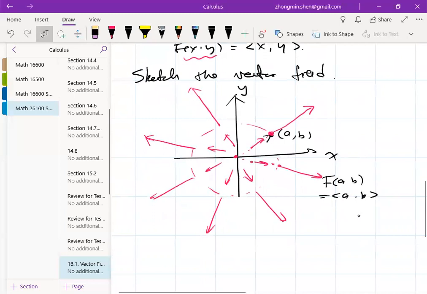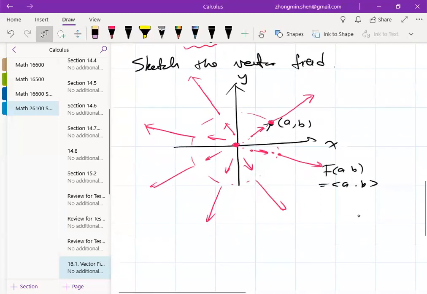It's starting from the origin. The vector at the origin is 0, no direction, and then gradually the length is getting longer, but they're all in the same direction. Along each line from the origin, the vectors will be in the same direction, just getting longer as it gets farther away from the origin. So this is a good picture. You sketch the graph, that's enough.